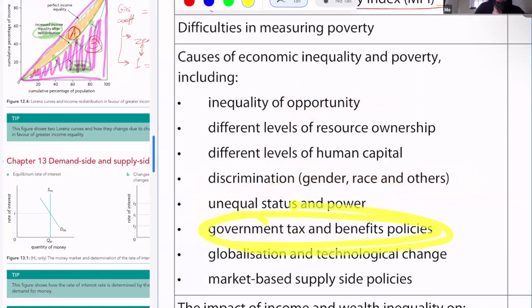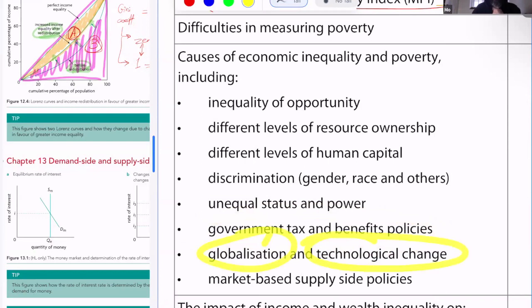Sometimes government tax and benefit policies can be a cause of inequality. If a government has generous tax cuts for the rich and very stingy unemployment benefits and benefits for the poor, over time, that's going to actually create more economic inequality.